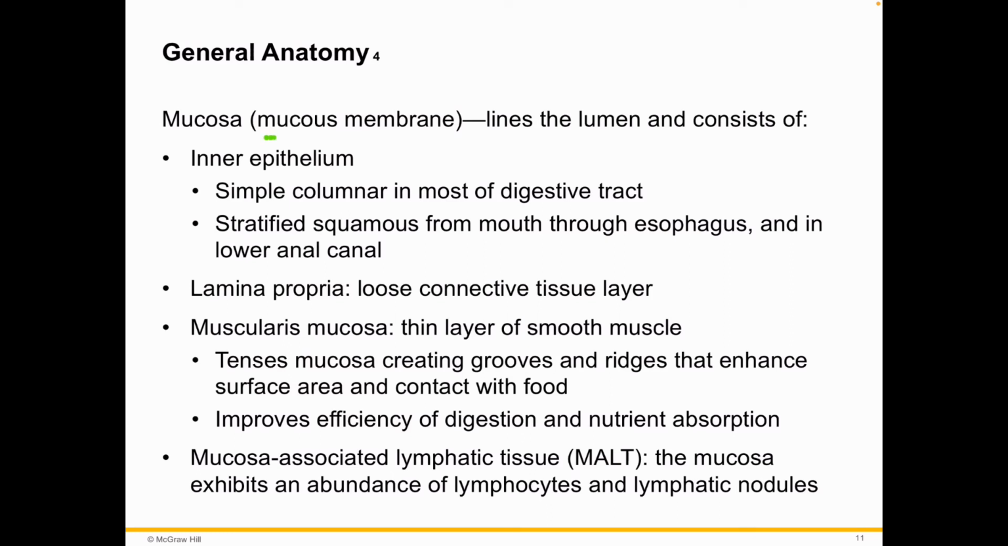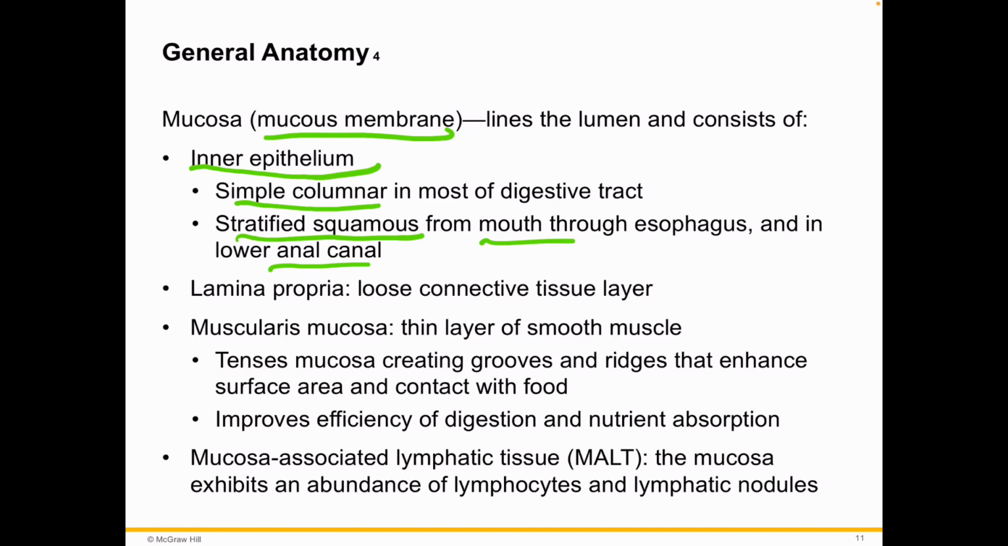The mucosa consists of a mucous membrane that's going to be lining the lumen of the alimentary canal, and basically it's going to help let food slide through without tearing or destroying the body. It can also contain enzymes and some other stuff like that. The inner epithelium, the inside part, is generally going to be columnar for most of the digestive tract, largely because it does things like secrete and absorb. Stratified squamous is going to be found generally in high abrasive areas, right? So mouth, esophagus, as well as the anal canal.